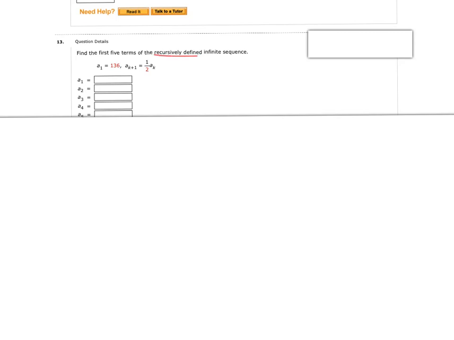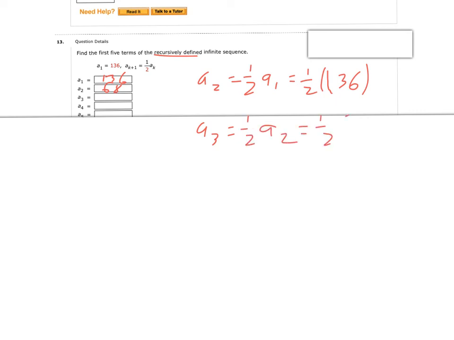All right, next up here looks like we have a recursively defined sequence. And so what it's saying is that we have our first term at 136, and then the next term is 1/2 times the previous term. So when I have a sub 2, that's going to be 1/2 times a sub 1. So it's going to be 1/2 times 136. And that is 68. And so then for a sub 3, that's going to be 1/2 times a sub 2. So 1/2 times 68, which will be 34. So I'll let you guys keep going with that list.